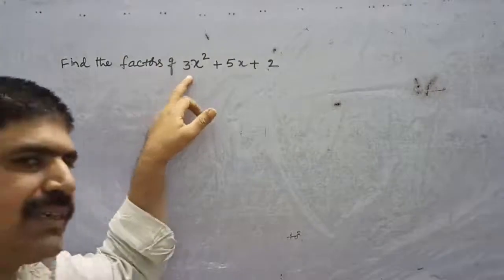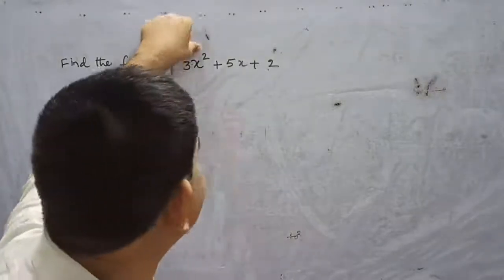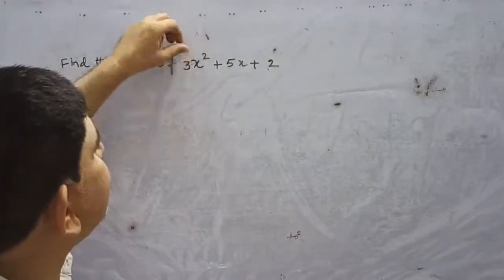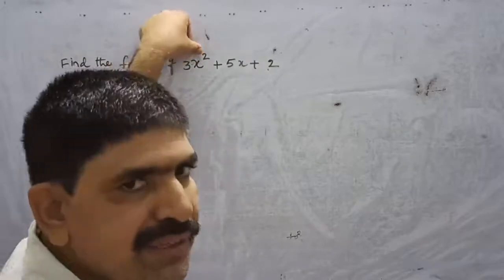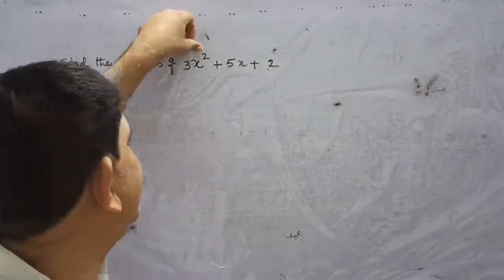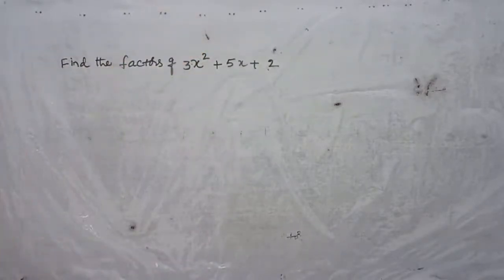The number of factors depends on the highest degree of the polynomial. Here the degree of the polynomial is 2. Therefore the number of factors is 2 here. Okay, 2 factors we have to get.